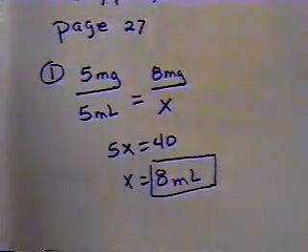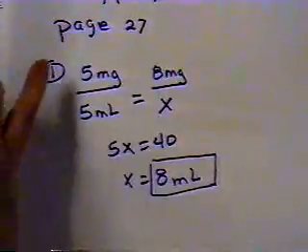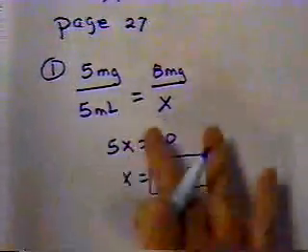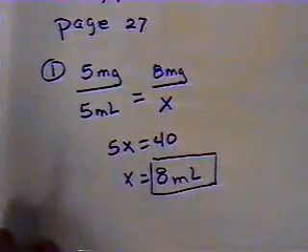Now, this one was pretty obvious. You might have just could tell if there's 5 milligrams in 5 milliliters, there's going to be 8 milligrams in 8 milliliters. But if we set them up all the time just like this, then we'll always know how to work these.